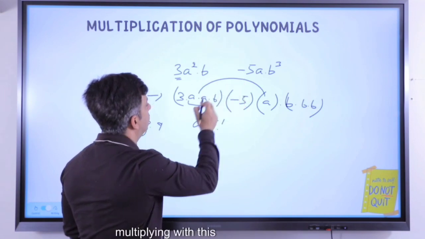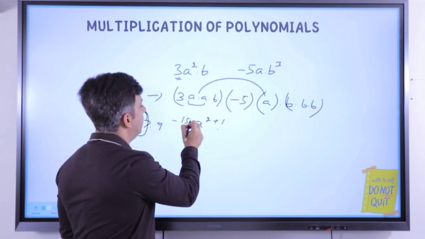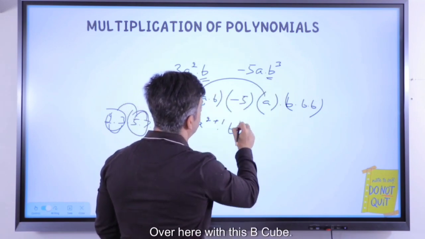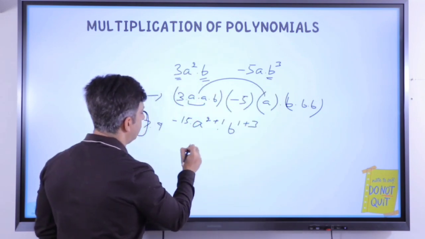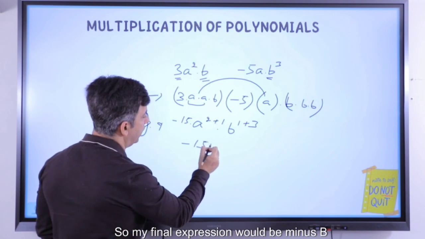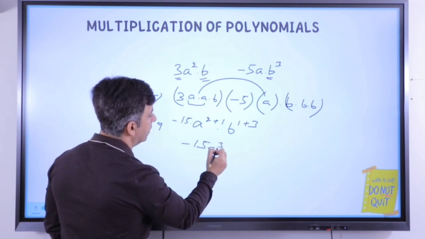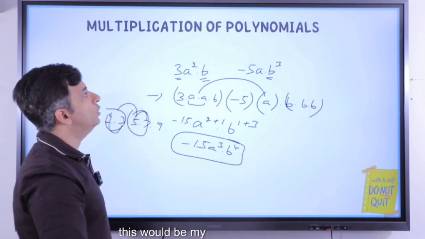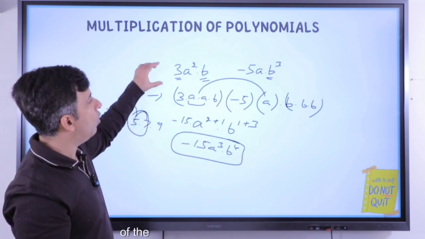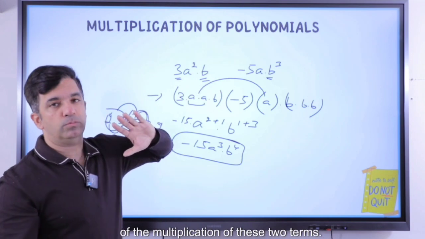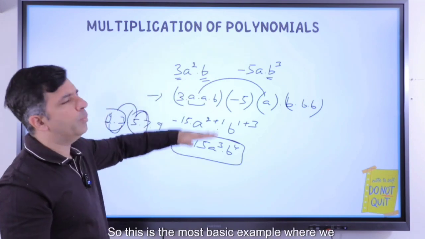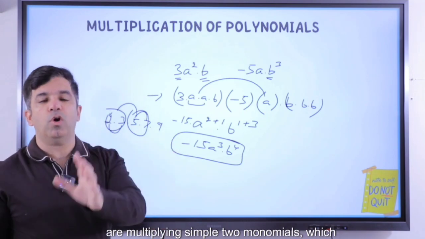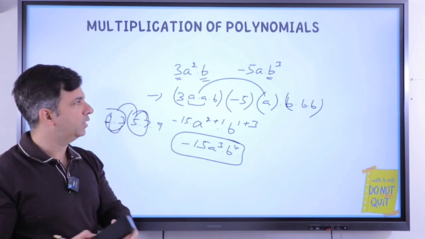This 3 is multiplying with this minus 5, which gives me minus 15. And this b over here with this b cube, so it is b to the power of 1 plus 3. So my final expression would be minus 15, a cube and b to the power 4. This would be my final simplified version of the multiplication of these two terms. So this is the most basic example where we are multiplying two simple monomials, which is the basic task.